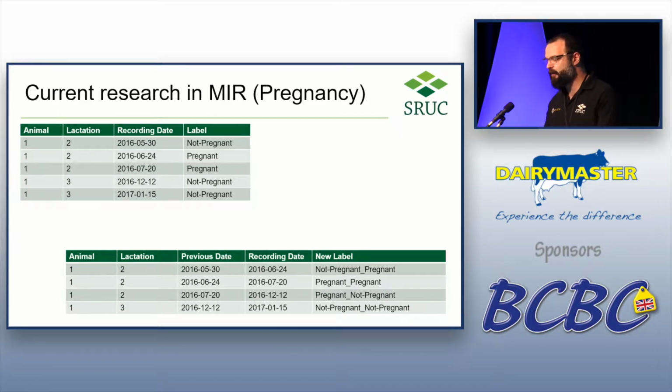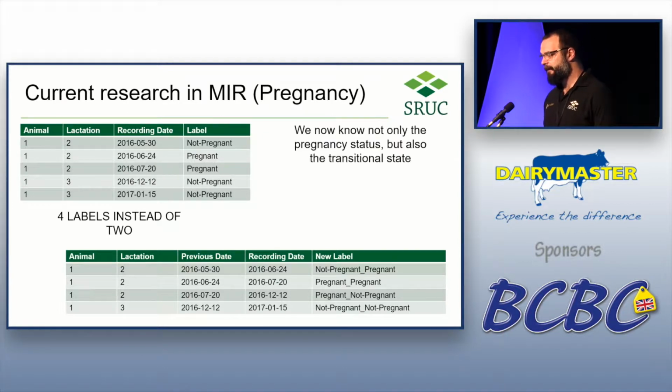So the first record would be the first 2 records combined, and this is now not pregnant anymore, but this is a cow that went from non-pregnant to pregnant. And the next one would be a cow going from pregnant to pregnant. So what we ended up with is 4 labels instead of just 2. So it's not only pregnant or non-pregnant, it's this transitional state between different states of pregnancy.